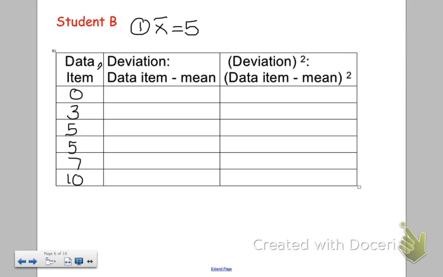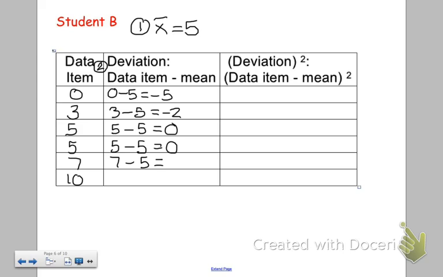Okay. My next step is to subtract my mean from my data item. So I've got 0 minus 5, which equals negative 5. 3 minus 5, which equals negative 2. 5 minus 5 is 0. Another 5 minus 5 is 0. 7 minus 5 is equal to 2. And 10 minus 5 is equal to 5.